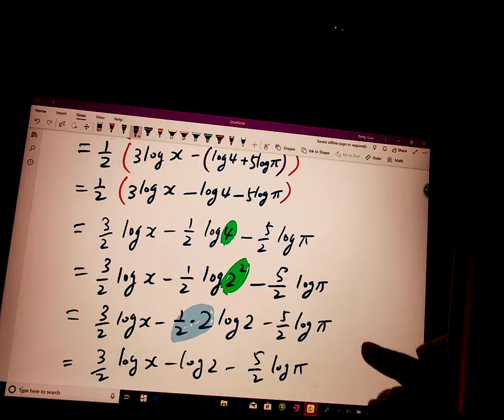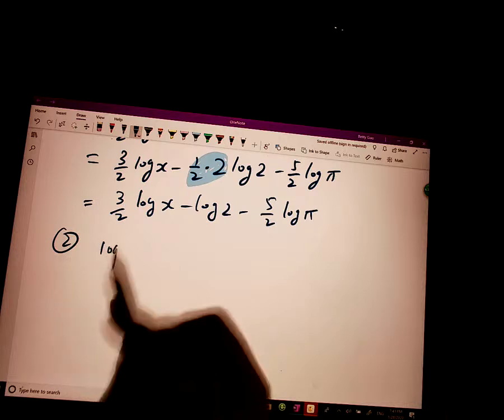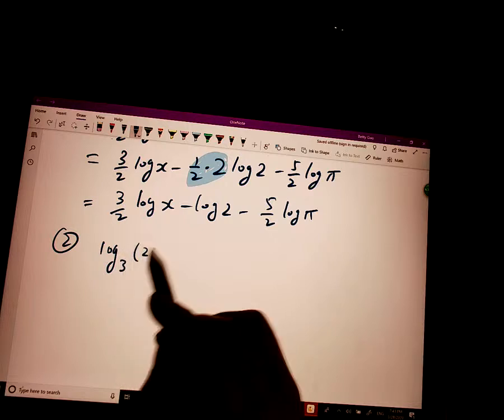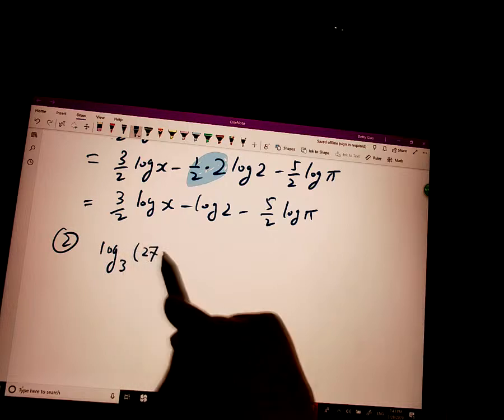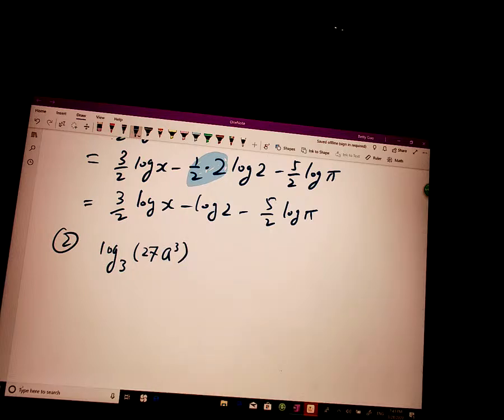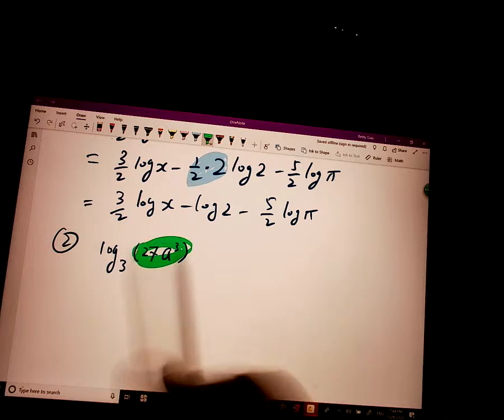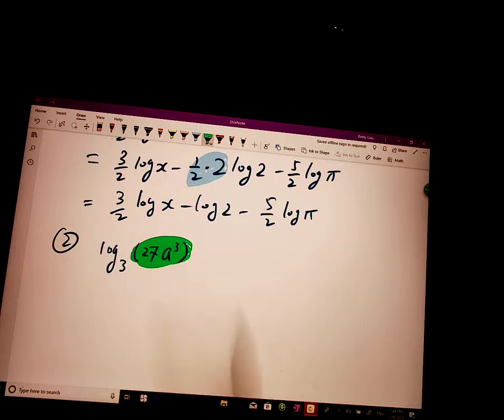Alright, so that's how we expand. Number 2, continue expanding. This time we have base 3. The argument is inside the parentheses, 27a cubed. When we're expanding, we always observe the structure of the argument. You tell me what's the structure of the argument. Do you see a power? Be very careful with the structure. Look at the bigger picture.